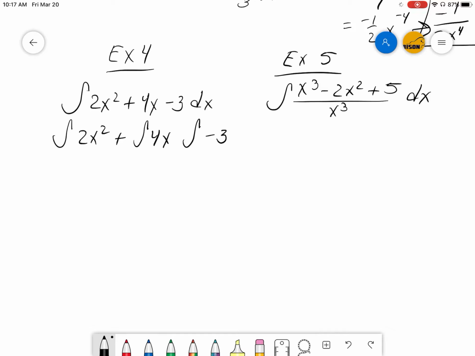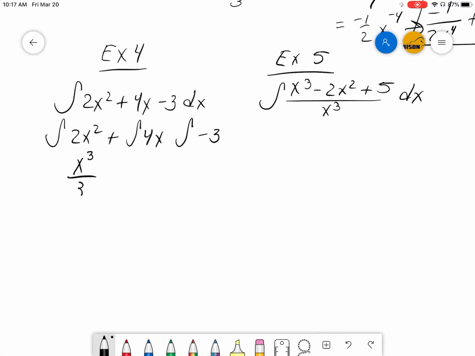So when I integrate 2x squared, 2's really just riding along. I'm not going to put it out front this time, I'm just going to talk about it. 2's riding along, and then I integrate x squared. That would be adding 1 to the exponent and dividing by the number. And don't forget 2 is out front. We'll make it look better here in just a second.